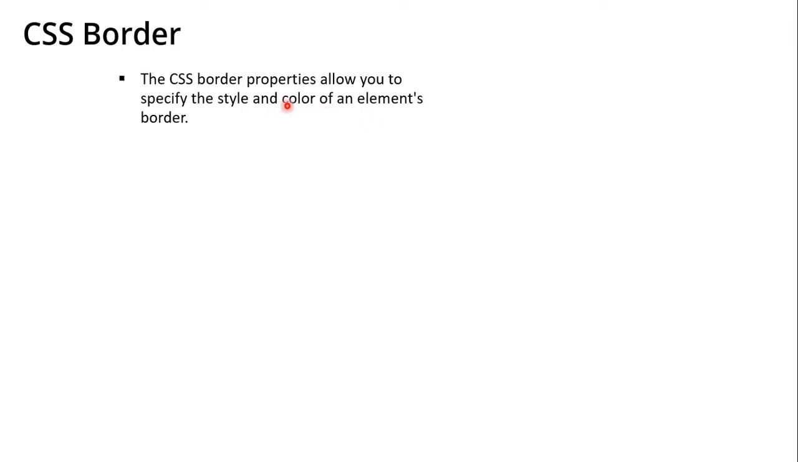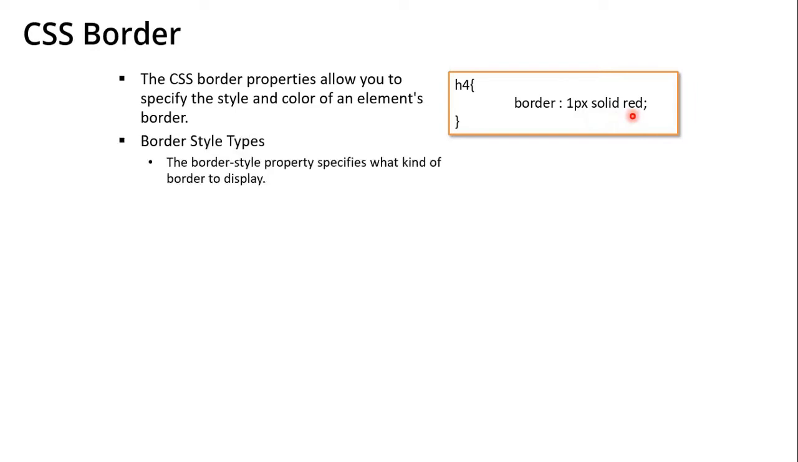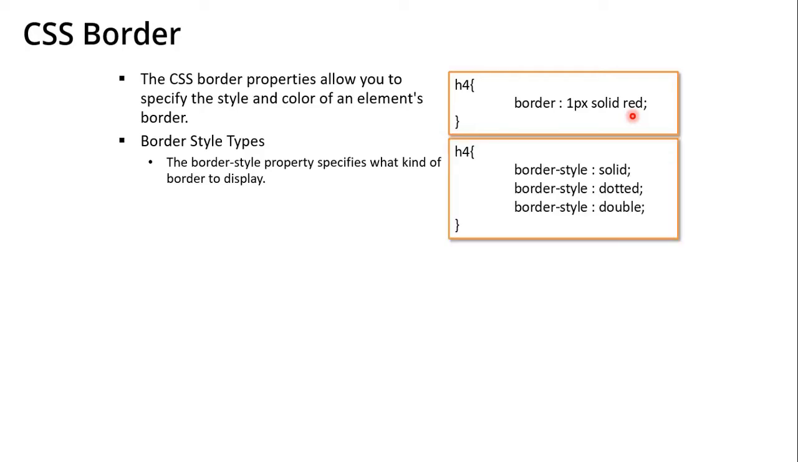Next is CSS border. The CSS border properties allow you to specify the style and color of an element's border. So we can provide the style of the border and the color of the border. We have border colon 1 pixel solid red, so the border width is 1 pixel, style is solid and color is red. The border style property specifies what kind of border to display, such as solid, dotted, double.